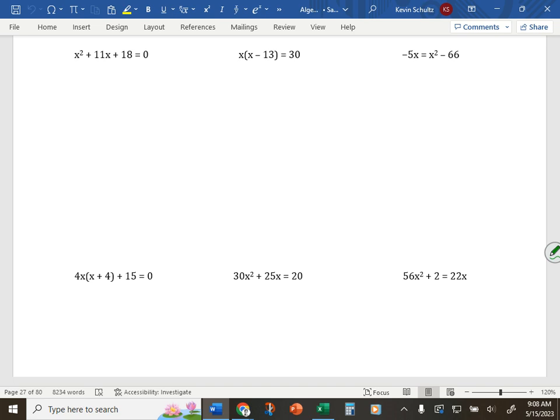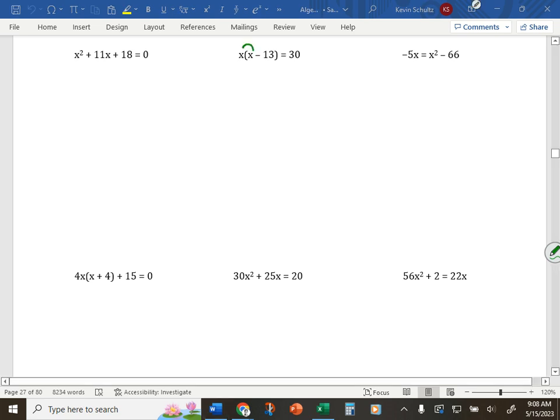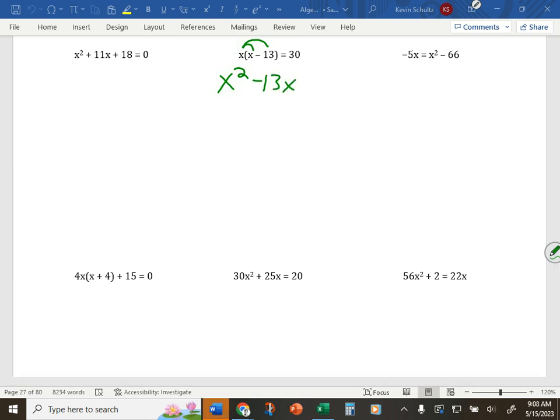Yes, Chase. So for this middle one here, x times (x minus 13) equals 30. Again, we can't factor it until it's written as a quadratic equation in standard form. So to get that quadratic equation, we're going to distribute the x in. X times x is x squared. X times -13 is -13x, and that equals 30. All we've done is simplify that left side by distributing that x into the parentheses.